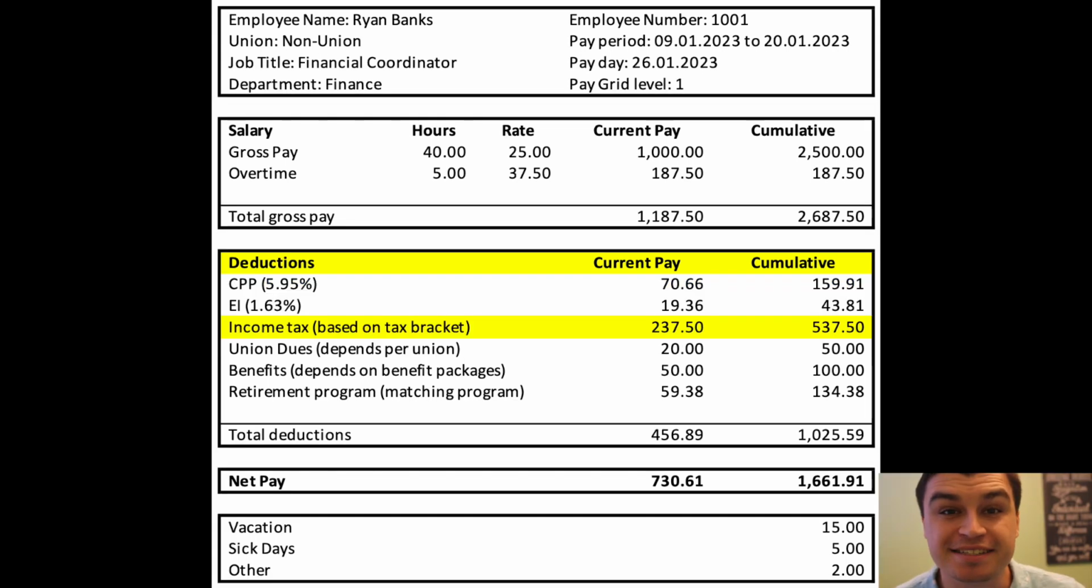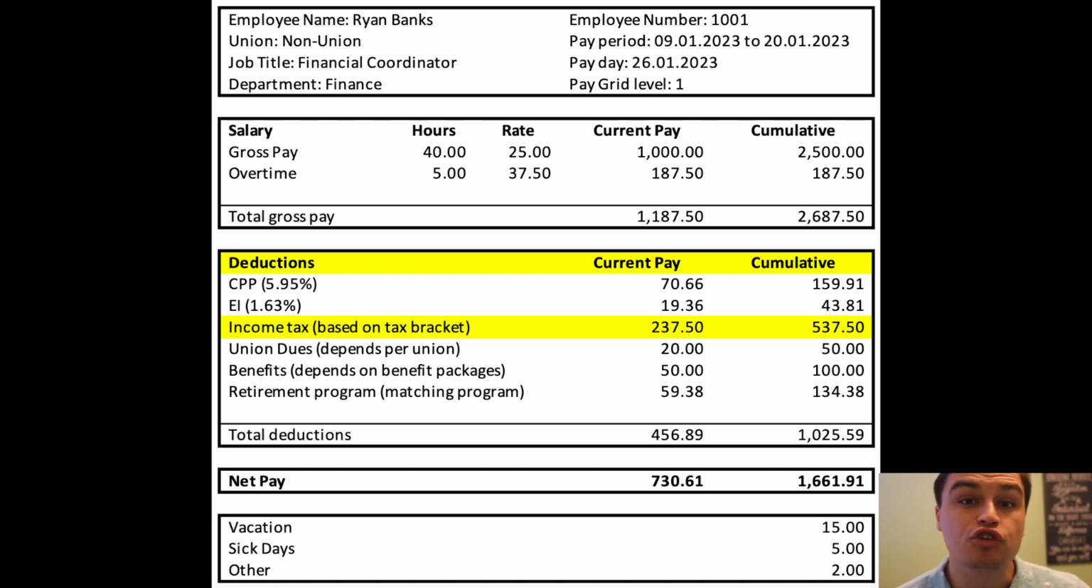Now for income taxes. This amount is determined based off of which tax bracket you're in. So if you're in a higher tax bracket, that means more income taxes are going to be deducted. And if you make a lower amount, then obviously the deduction percentage is going to be lower.